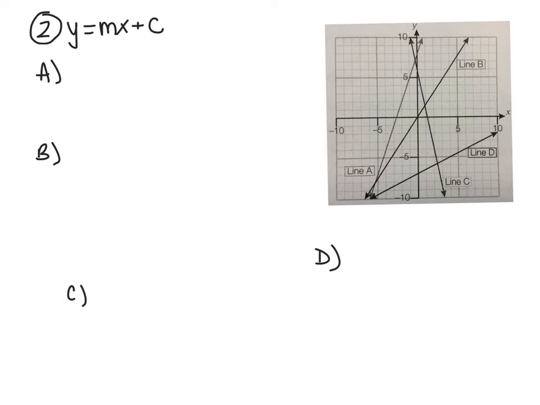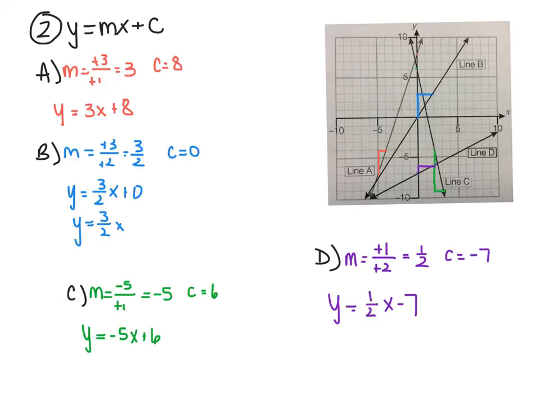Number 2 gives you a graph with 4 lines, A, B, C, and D, and wants you to find the equation of each of those 4 lines in slope-intercept form, y equals mx plus c. So for each of these, we need to find the slope and the y-intercept to be able to write the equation of the line. So to find the slope on all of these, I did slope triangles.